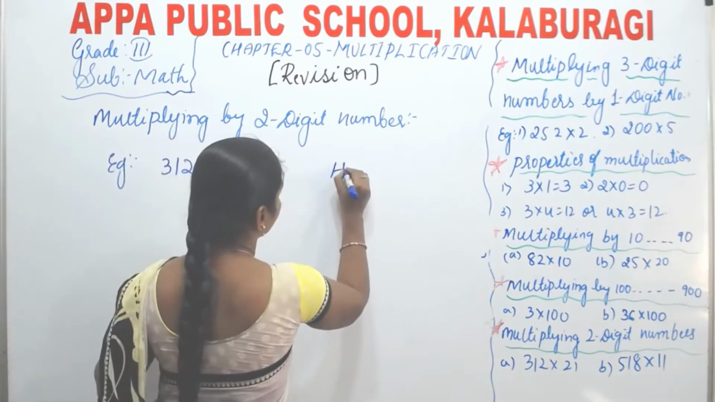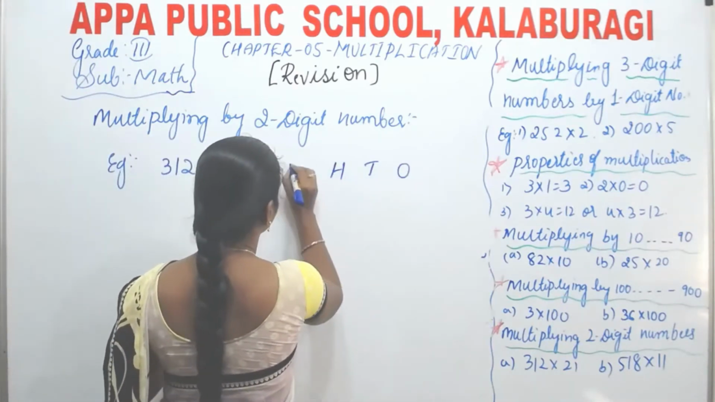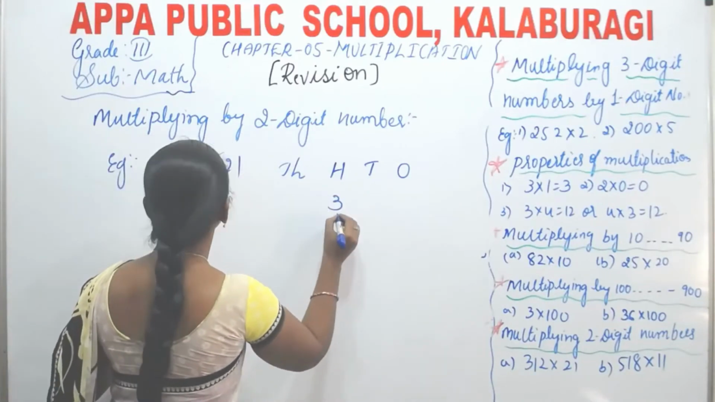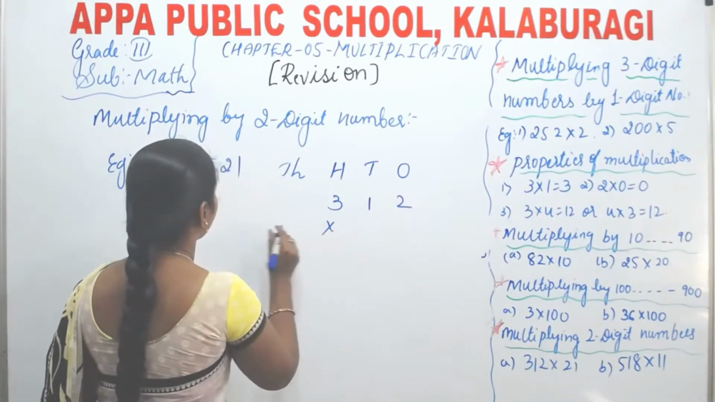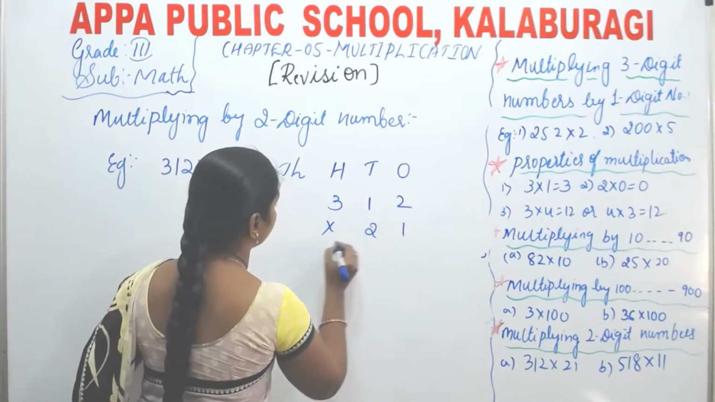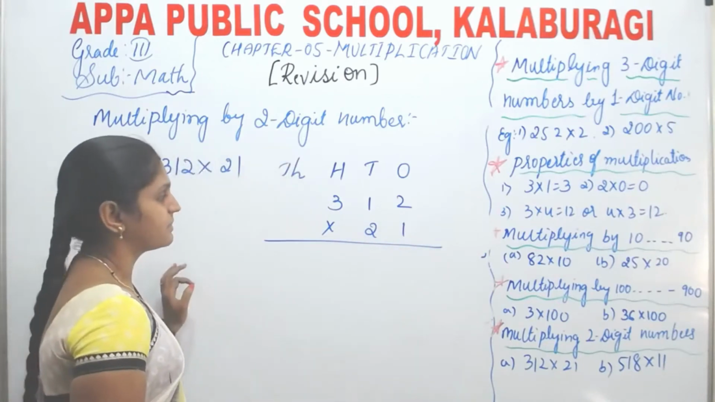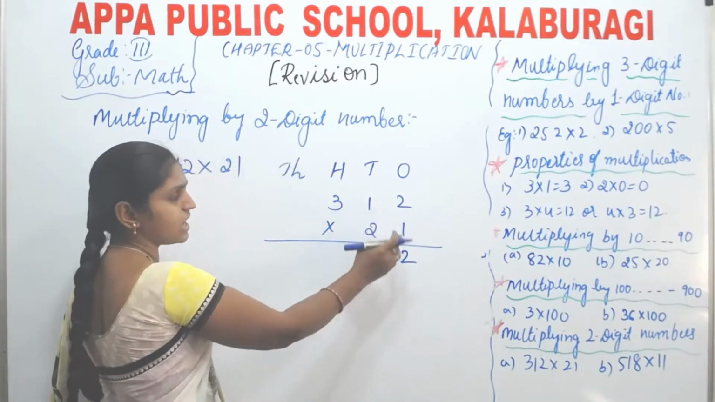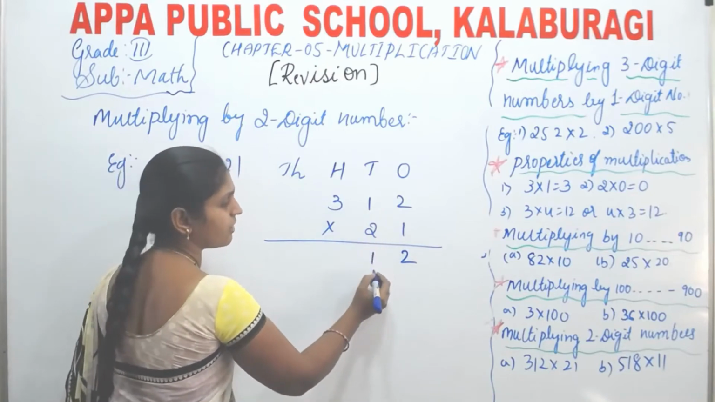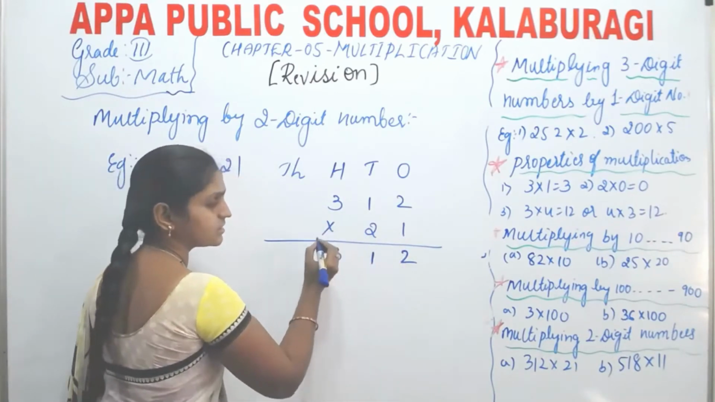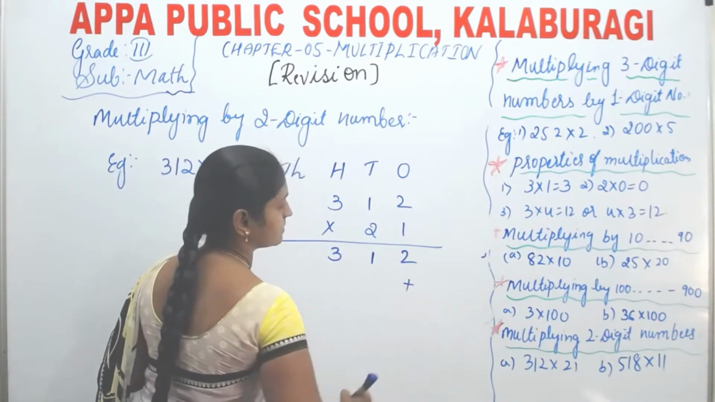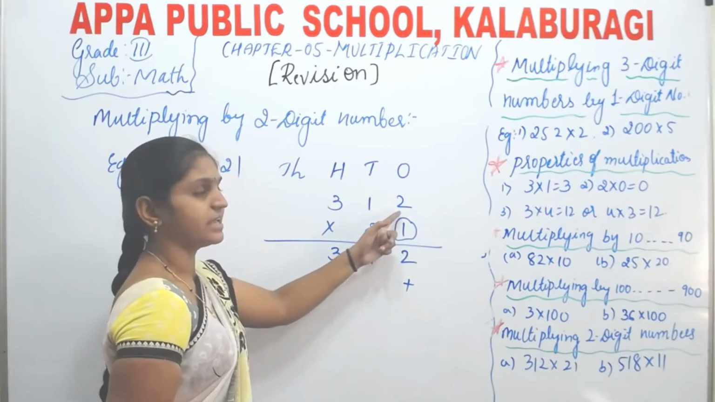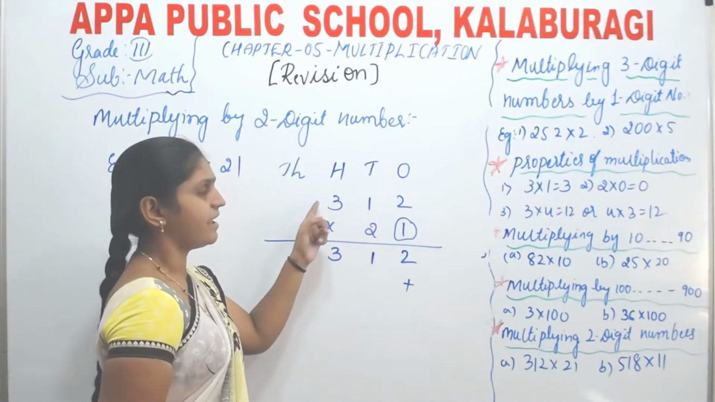Write the place value chart: hundreds, tens, ones and thousand. Yes. Copy the number 312 multiplied by 21. Yes. Multiply 1 2s are 2. Yes. 1 2s are 2. 1 1s are 1. 1 3s are 3. Yes. Plus, because the ones place is over now. We have multiplied the ones place with the ones, tens and hundreds.